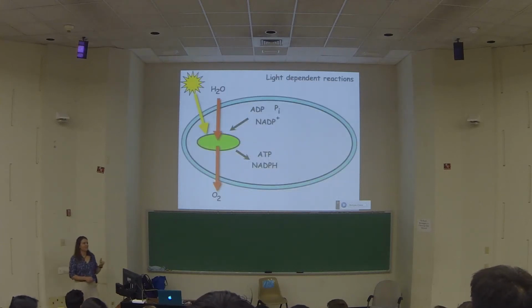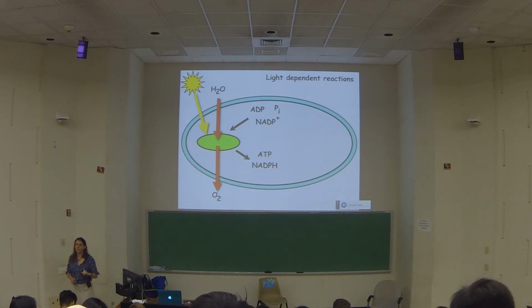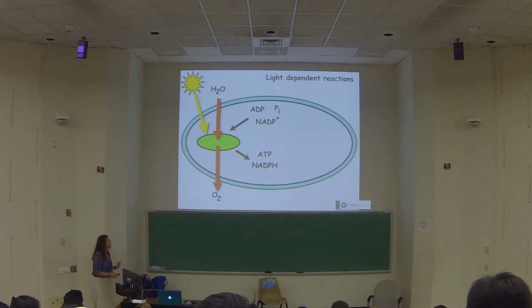No, you do not need to draw NAD or NADP. You just need to know which is used in which reaction. All right, so those are our light-dependent reactions. Sunlight, water, NADP, ADP, and inorganic phosphate, and we get oxygen and ATP and NADPH out the other side.